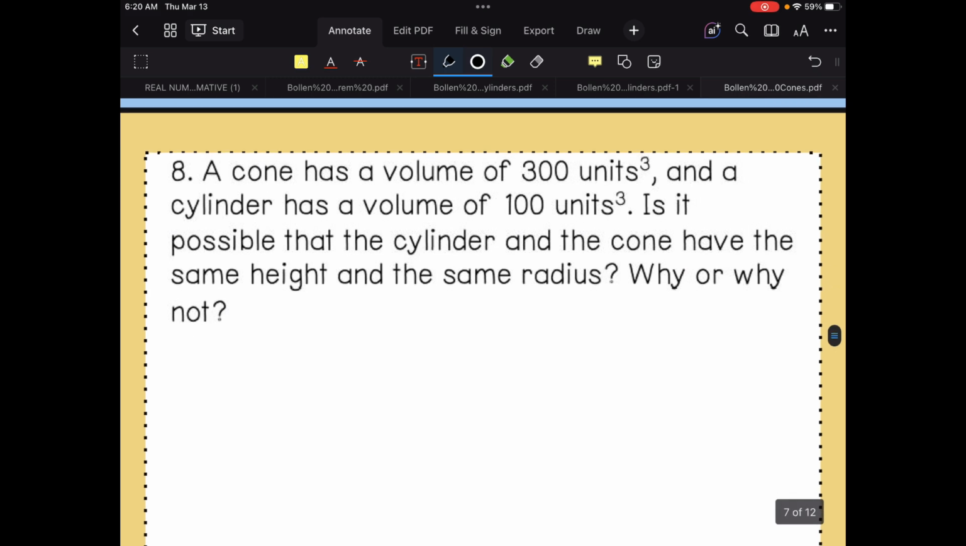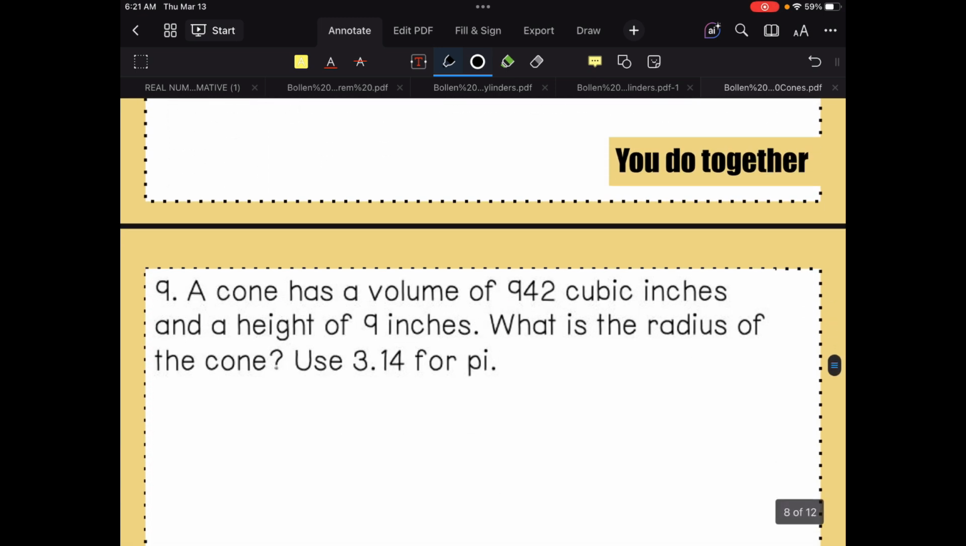All right, this one says a cone has a volume of 300 units. The cylinder has the volume of 100. Is it possible that the cylinder and the cone have the same height and radius? So think, the cylinder is 3 times the cone. So it would be the cylinder times 3 equals the cone. Does it equal that, or why not? Is it backwards? That's what question you're answering here.